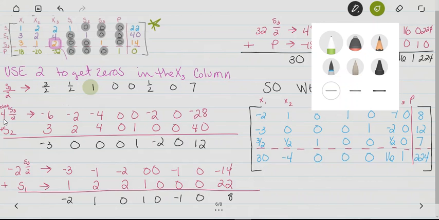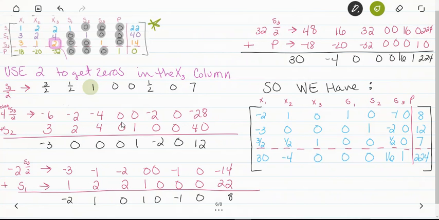So if I do a -4 times my new row 3, I'd get -6, -2, -4, 0, 0, -2, 0, -28. All I did was I took this orange row, cut it in half, and then now I've multiplied it by a -4 to get these numbers. I'm going to add it to my purple row, 3, 2, 4, 0, 1, 0, 0, 40, to get a new row 2: -3, 0, 0, 0, 1, -2, 0, 12.